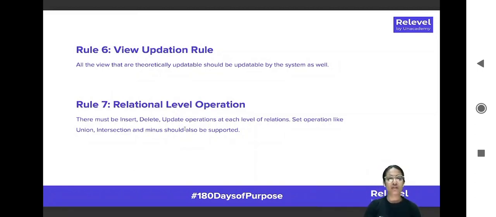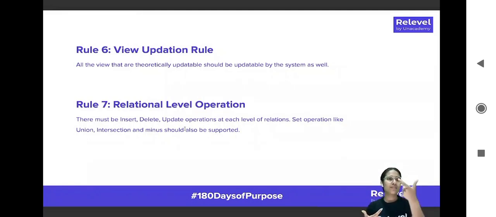Now we talk about rule number 7. Rule number 7 says that at any level of the data, at any level of the relations that you're dealing with, all the operations, insertion, deletion, updation, fetch, all of it should be possible to do. Okay, it should not be that at some level these operations are not allowed, and if it is not possible, then it's a direct violation of the rule.